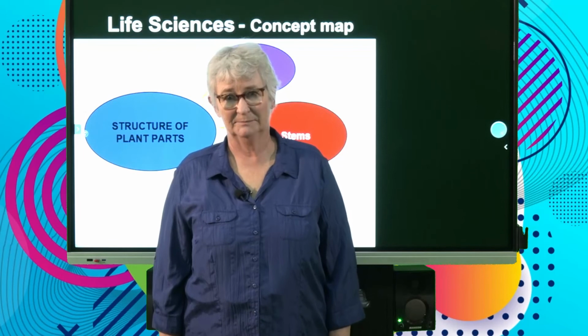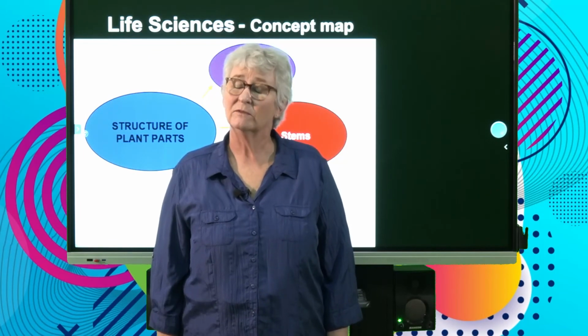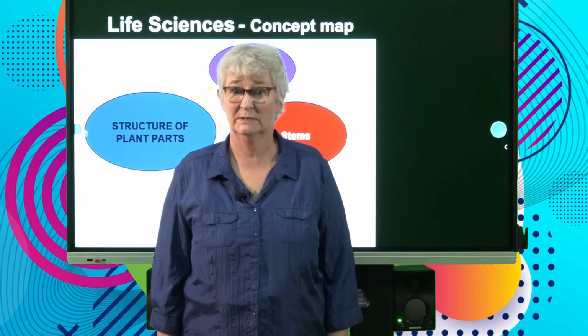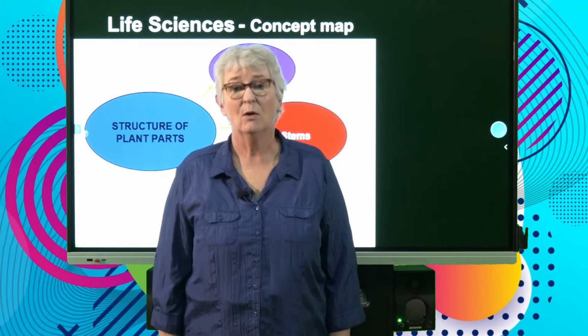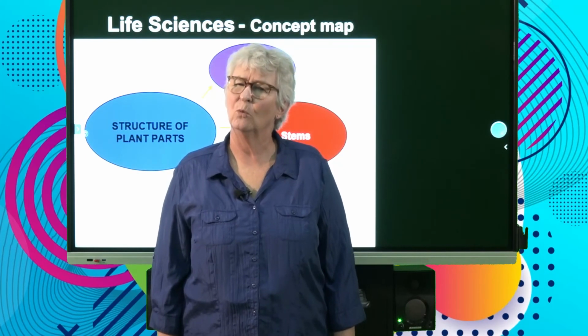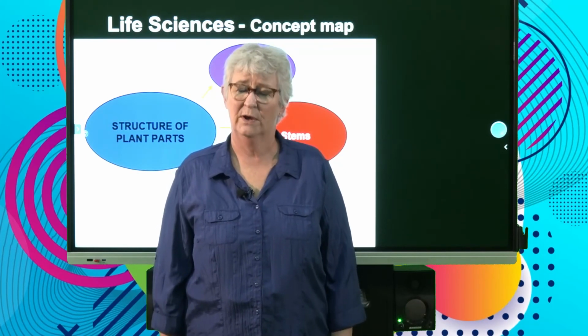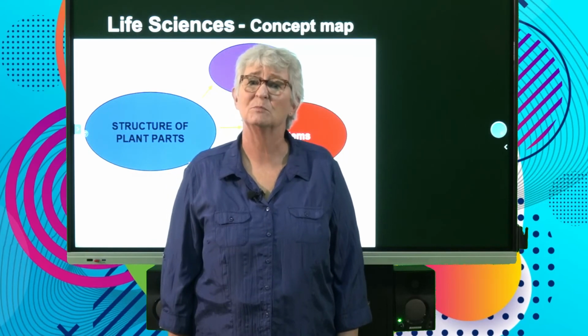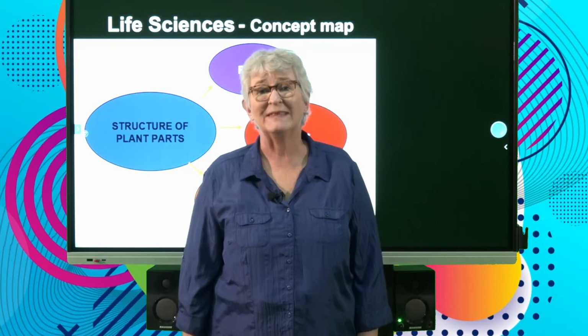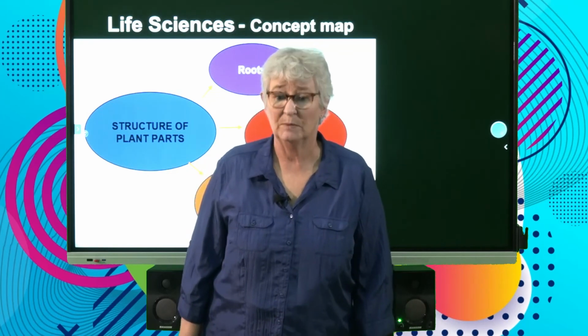Welcome back. We've looked at all the different types of specialized plant tissues found in plants. What we're going to look at now is, well, where in a plant are all these different parts found? And that comes under the heading of the anatomy of a plant.